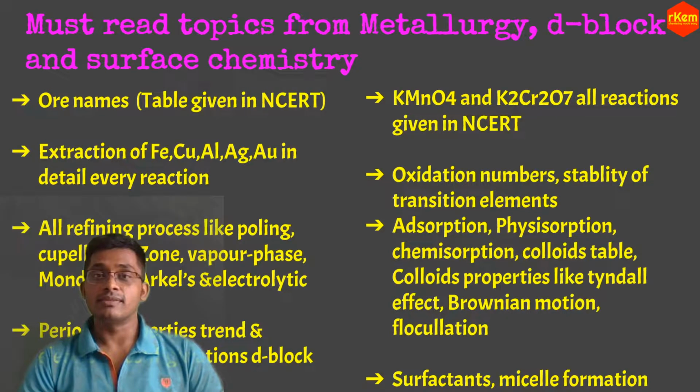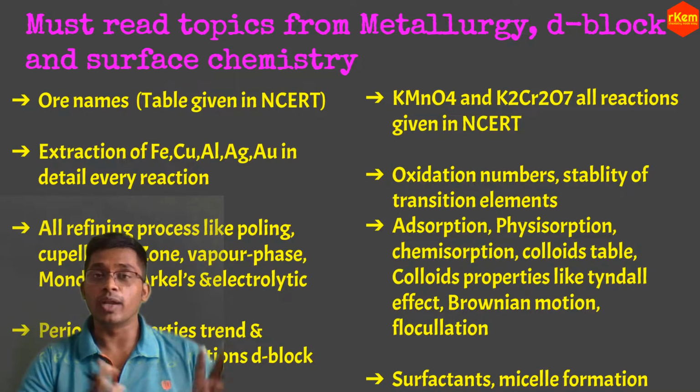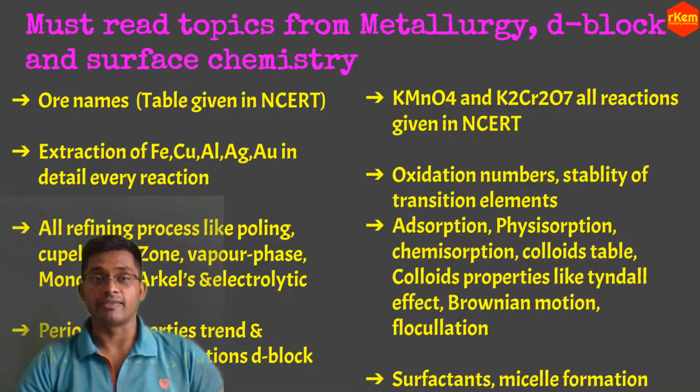Ore names are compulsory from the NCERT table, and extraction of all the elements. The most important are iron, copper, aluminium, gold, silver. If you learn these, it is enough for Advanced. And the way to study these elements is from NCERT only. You don't believe? All the questions came in Advanced from the past 5 years. They are from NCERT only.